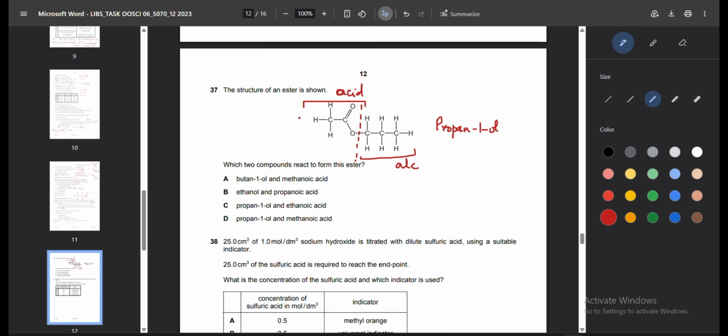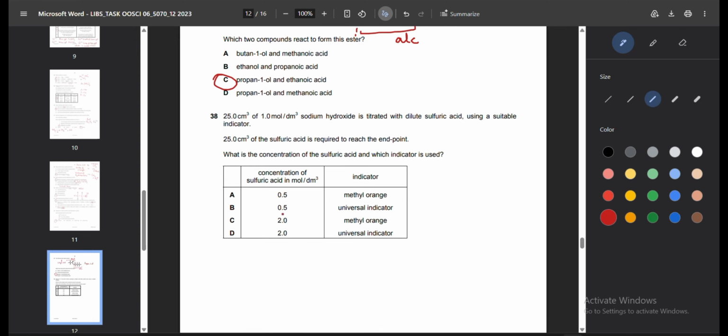And which acid is it? It has 2 carbons in it. So it is CH3COOH. All right, which is ethanoic acid. So which option is correct? The correct option is C, propan-1-ol and ethanoic acid.